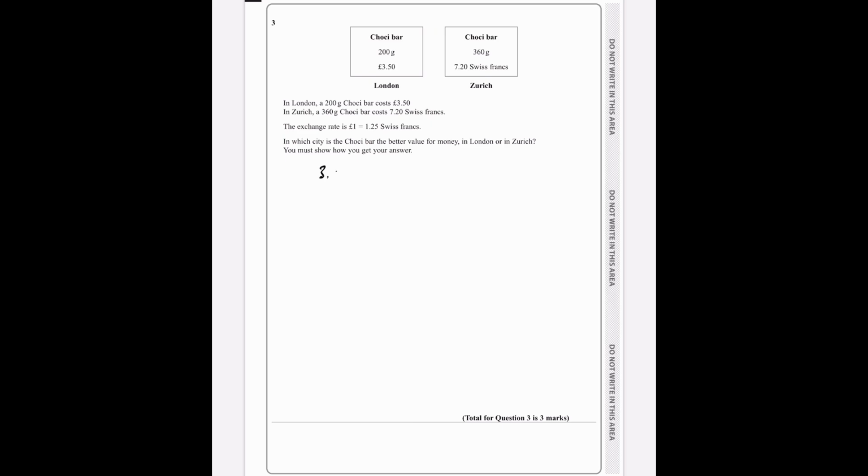Question 3, the chocky bars. We're comparing London and Zurich here. I've taken the London chocolate bar, times it by 1.25, so the London chocolate bar would cost 4.375 Swiss francs. Divide that by 200 and we get 0.021875 Swiss francs per gram. So that gives us an idea of how much the London chocolate bar costs.